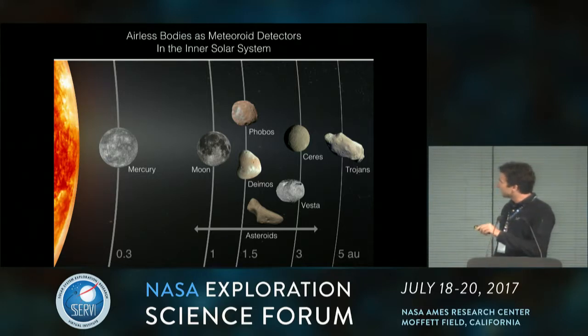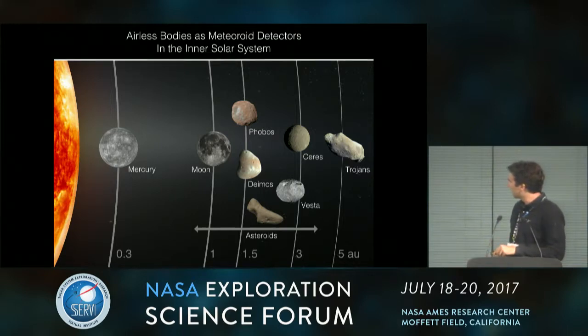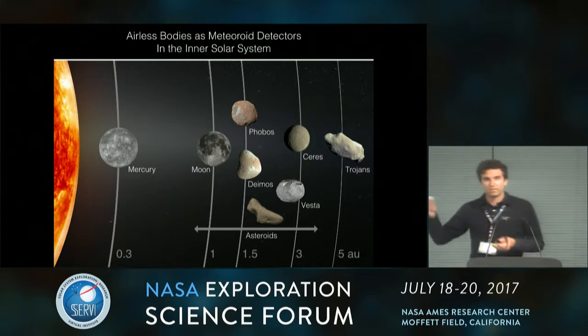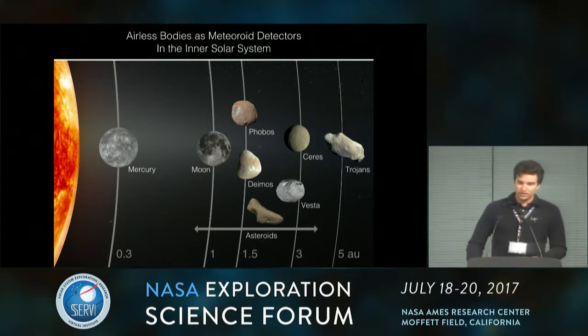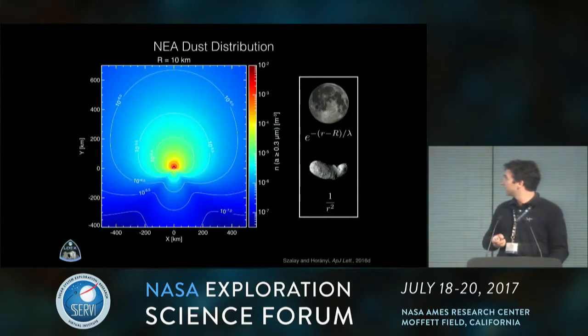And there are all these nice little efficient ejecta sources. At Mars, you have Phobos and Deimos. You have asteroids that are all throughout. And then you have the Trojans all the way out at 5 AU. These all serve as very efficient probes to the dust environment.